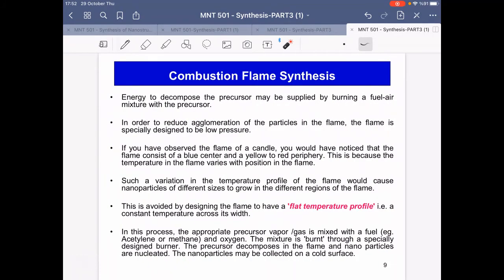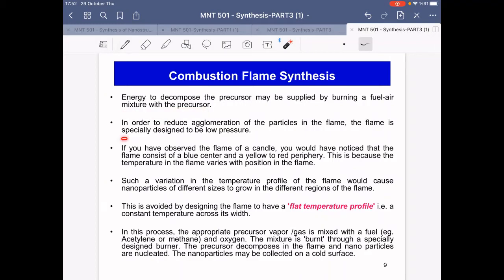Or combustion flame synthesis, and in this case I don't have the microwave, I don't have the precursors heating or whatever. I have literally flame. Okay, so energy to decompose the precursor in this case may be supplied by literally burning a fuel air mixture with the precursor in order to reduce agglomeration.